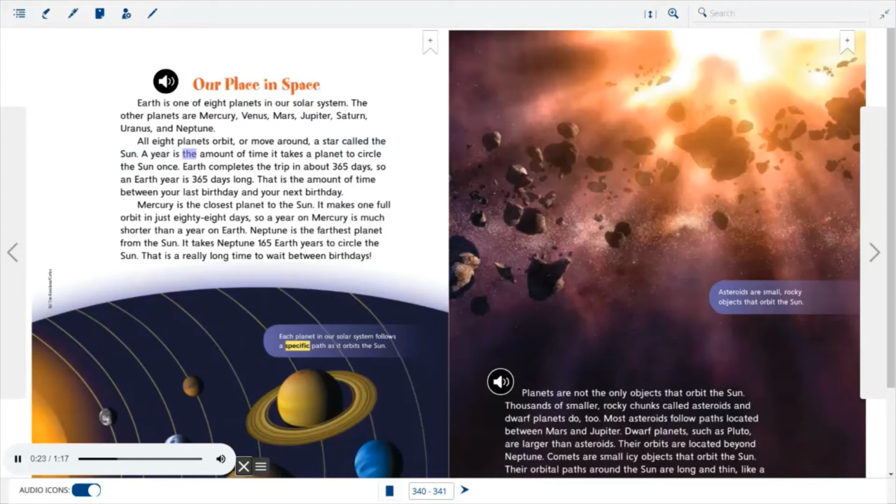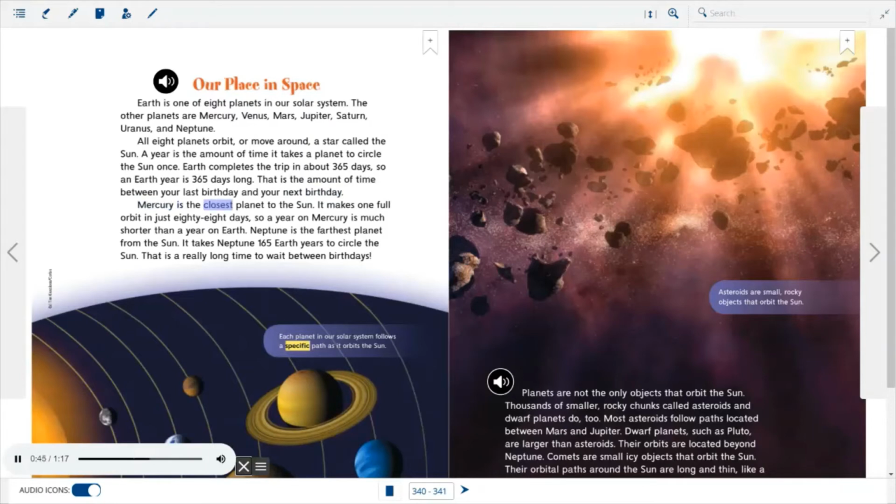A year is the amount of time it takes a planet to circle the Sun once. Earth completes the trip in about 365 days. So an Earth year is 365 days long. That is the amount of time between your last birthday and your next birthday.